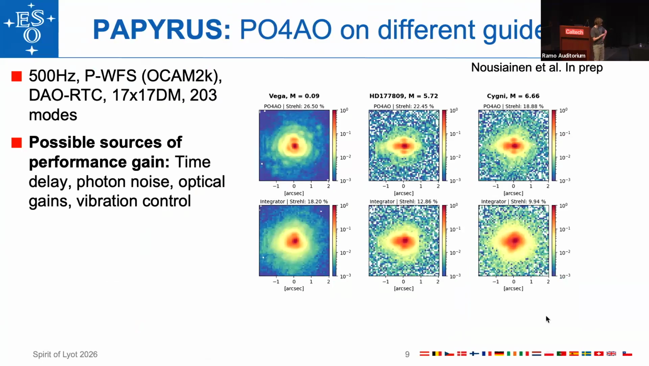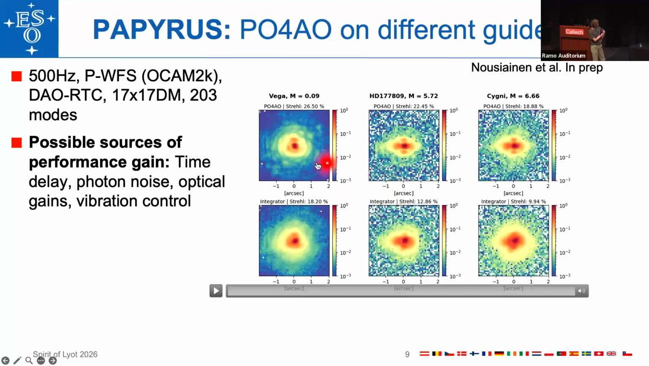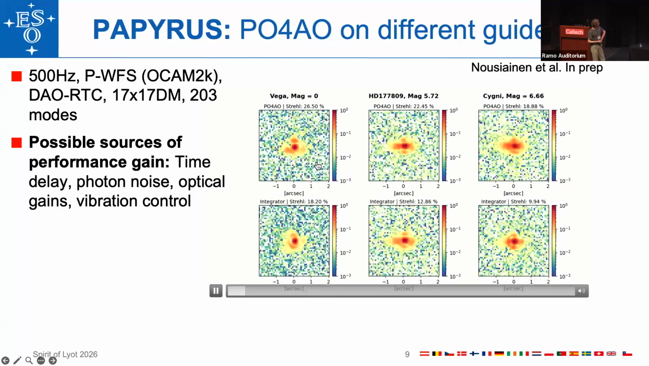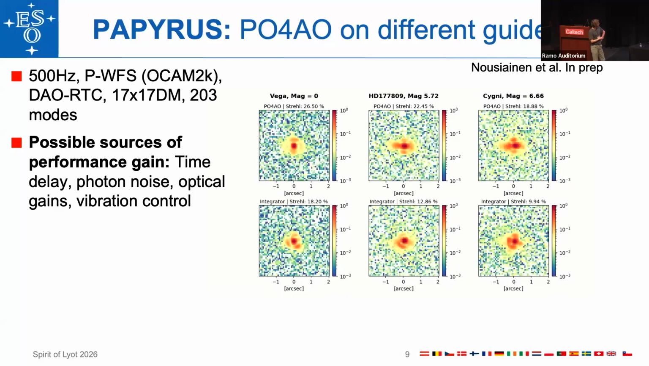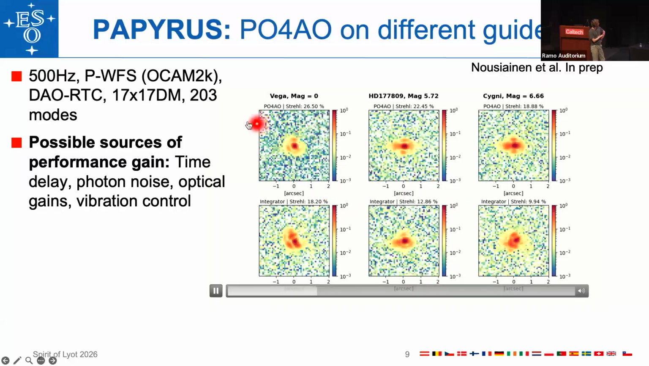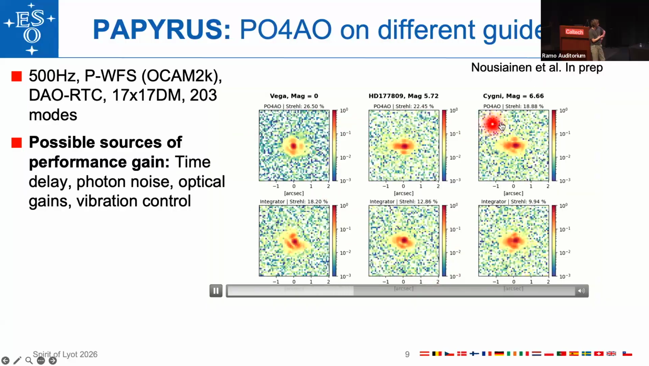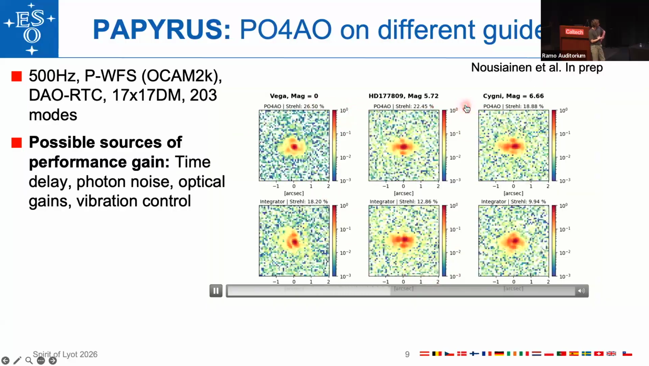So here are some PSFs from the night. Here I picked the best PSFs that we got during the night for PO4AO and for the integrator. And if we run the video, we can see that PO4AO is much more stable. You can also see it in the Strehl ratios. So we almost gain a factor of 2 for these cases.